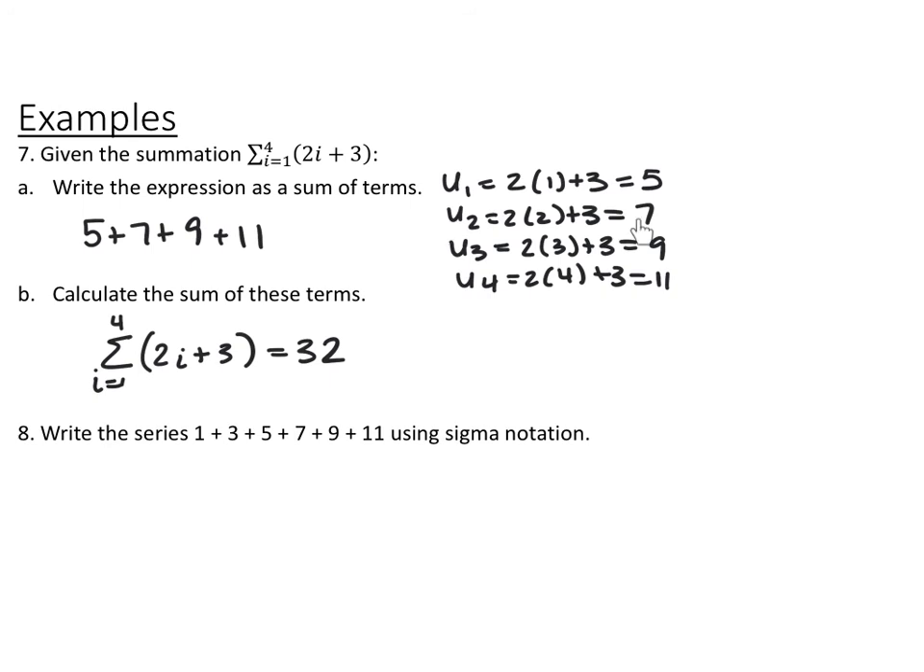So u sub 2 is 7, u sub 3 is 9, u sub 4 is 11. So writing it as an expression of a sum, it'd be 5 plus 7 plus 9 plus 11. So then the actual sum, add them all up or use your graphing calculator, you should end up with 32.